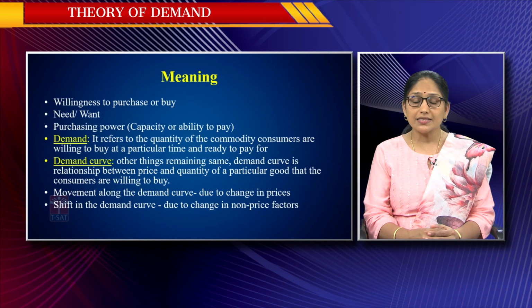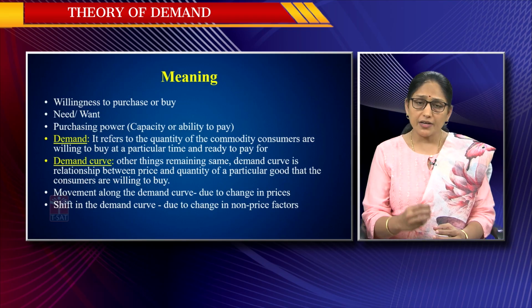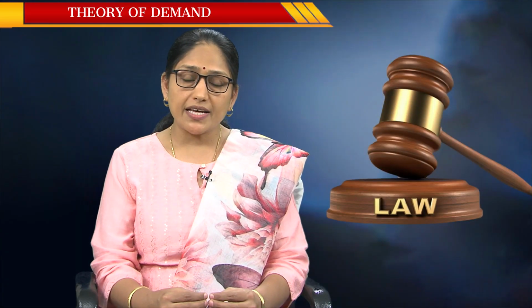So in that sense, we can define demand as the quantity of the commodity which the consumers are willing to buy at a particular time and at a certain price. Suppose, for example, tomatoes. In recent times, the price of tomatoes is rupees 150. Willingness and want are there. Consumers want to purchase tomatoes, but their ability to pay does not allow them to purchase. So we cannot say that there is demand for tomatoes. In that way, demand is related to willingness, want, and purchasing power.